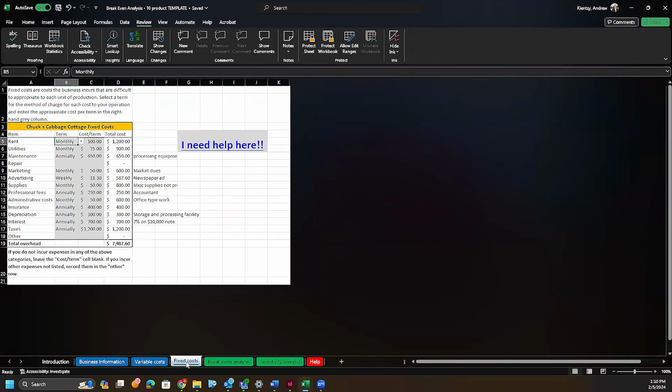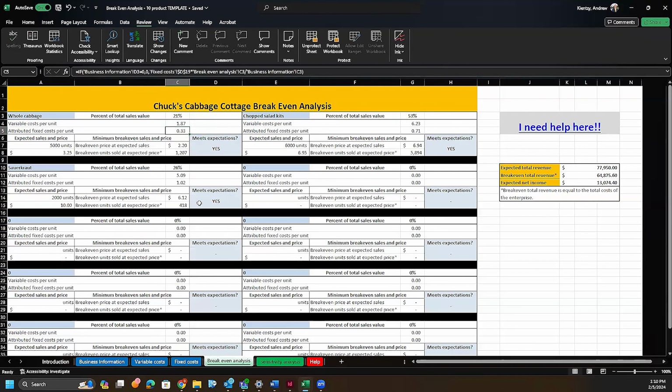And since Chuck already has an established business, we're not adding any fixed costs to this scenario. Fixed costs are things like rent or utilities that are not easily tracked per unit of output. So since we've got our variable inputs included, and we're not adding any additional fixed costs, we'll look at our break-even analysis now that we added sauerkraut.